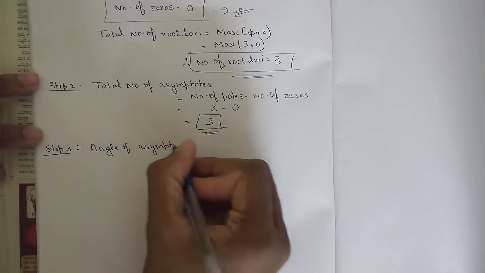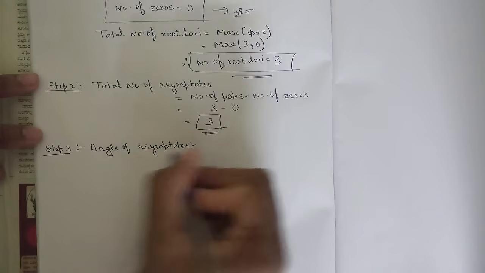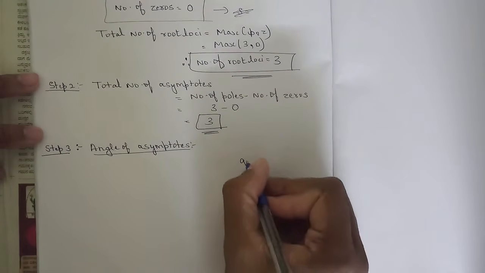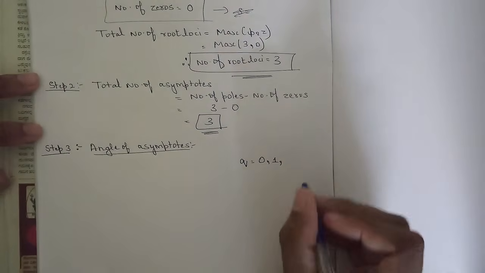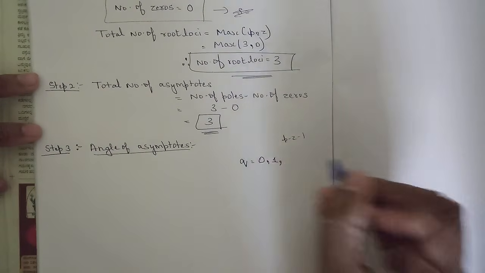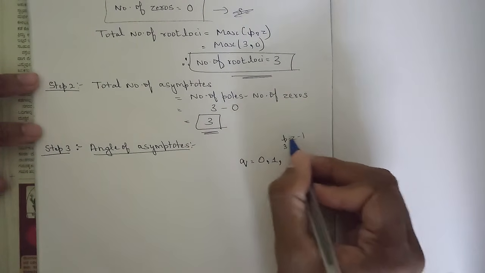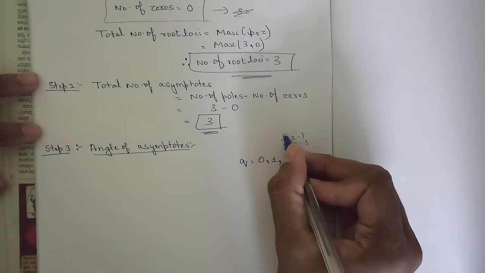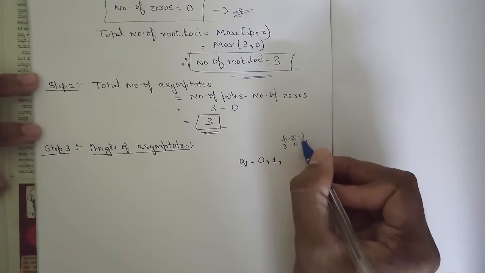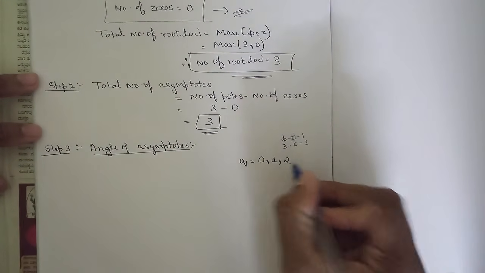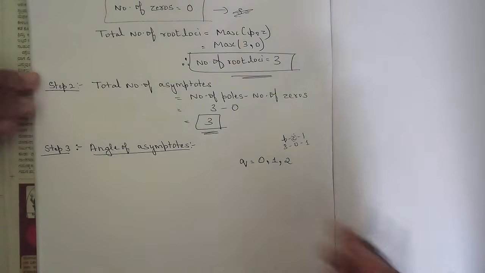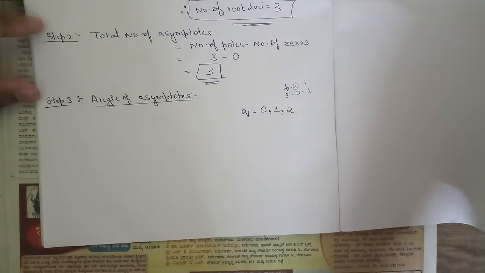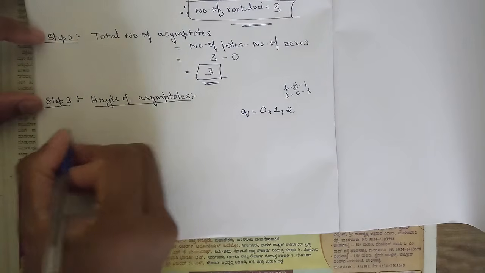Okay, before calculating the angle of asymptotes, we need to know the range of q. That is, q starts from 0, 1 and ends at p minus z minus 1. In this case it is 3 minus 0 minus 1. The number of poles is 3, the number of zeros is 0, minus 1, that is 2. So this is the range. The values of q are 0, 1, 2. For these 3 values, we need to find the angles of asymptotes one by one.